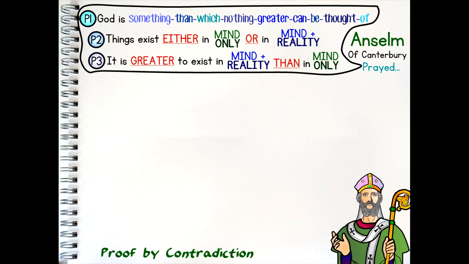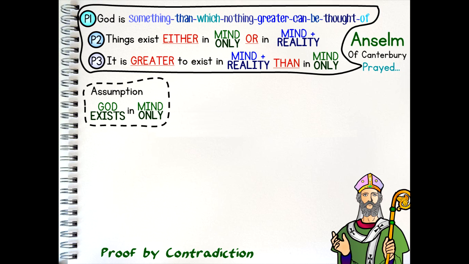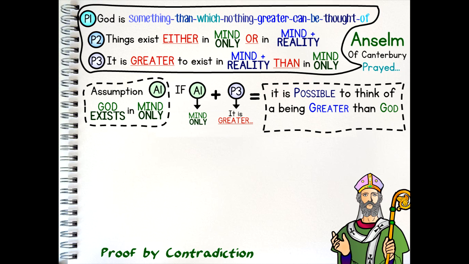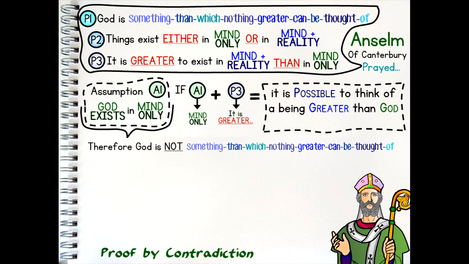At this point in time, we don't know whether God exists in the mind only or in the mind and reality. So Anselm asks us to make the assumption that God exists in the mind only. So let's call our assumption A1. But if we add our assumption A1, God exists in the mind only, to premise 3, which says it is greater to exist in the mind and reality than the mind only, then it is possible for us to imagine a being who exists in the mind and reality, and this being would therefore be greater than the God who exists in the mind only. This would mean that the God we started off with is now not something than which nothing greater can be thought of, since we can think of something greater, i.e. some kind of supergod who actually exists.